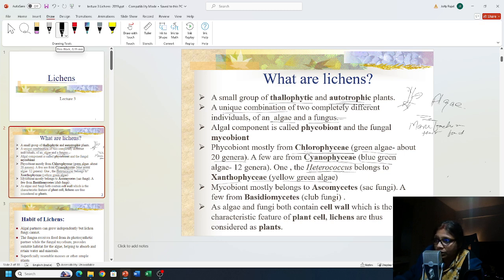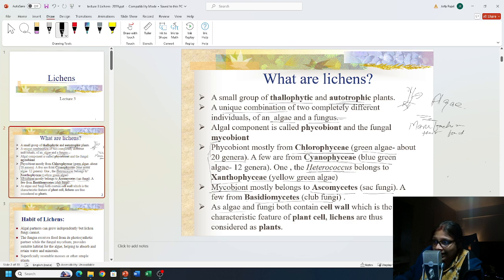Now, this was the algal part. Coming to the fungal part in the lichens. The mycobiont comprises the fungal part in the lichens, and they mostly belong to the Ascomycetes, that is the sac fungi. There are a few other fungi groups, which you call Basidiomycetes.